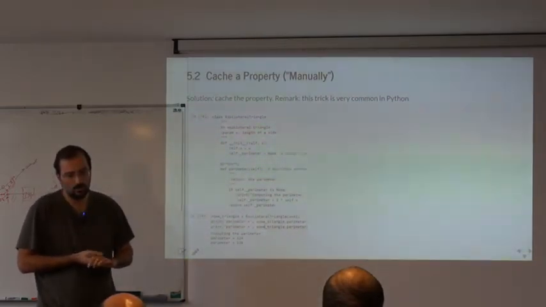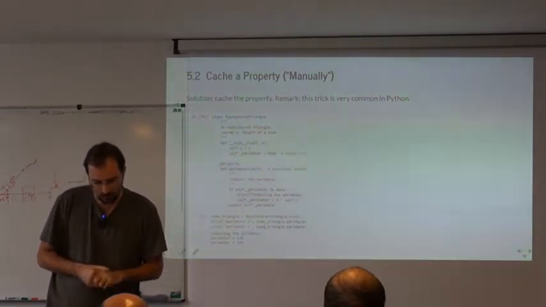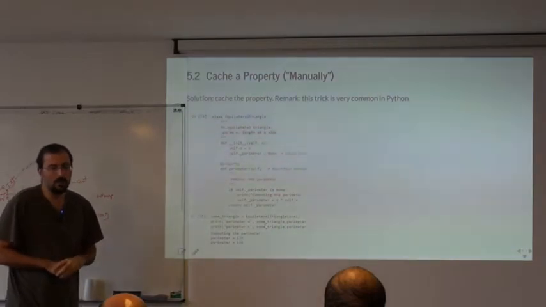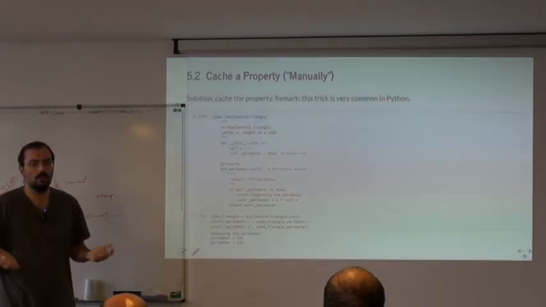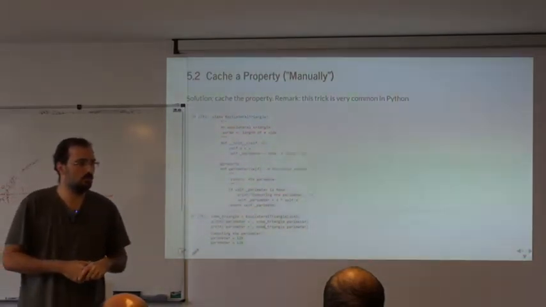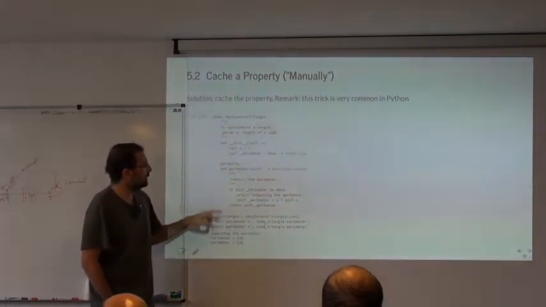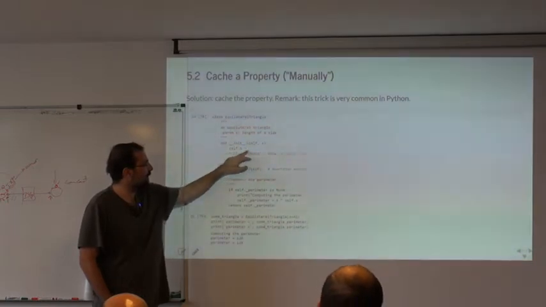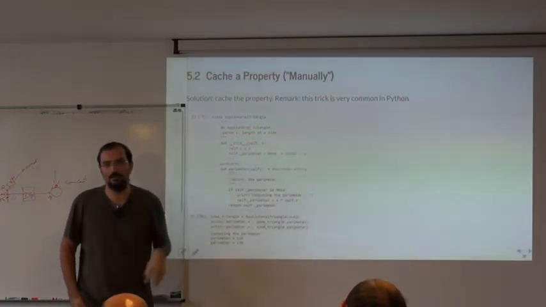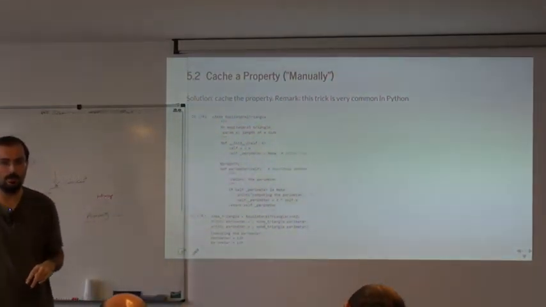Okay, so a first solution for this problem will be to cache the property, let's say manually, because I will show you an automatic method afterwards. To do this, at the initialization of your object, you will define a hidden variable called underscore perimeter.